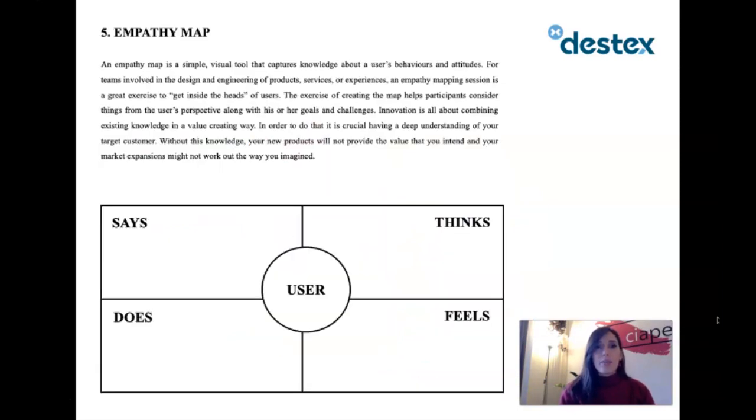Another important aspect to take into consideration is, of course, the consumer's needs and trends. An empathy map is a simple visual tool capturing knowledge about a user's behaviors and attitudes. The map helps to consider things from the user's perspective along with our goals and challenges.